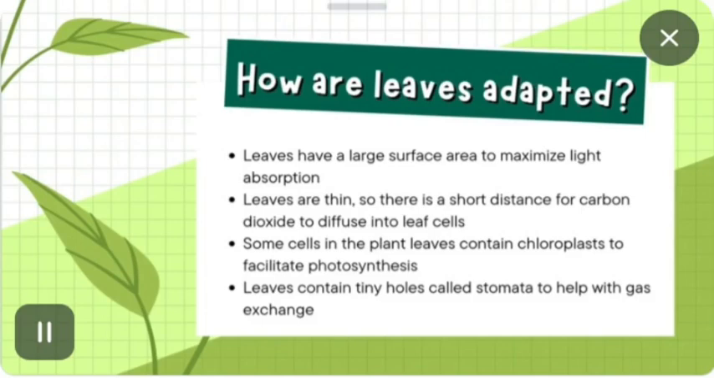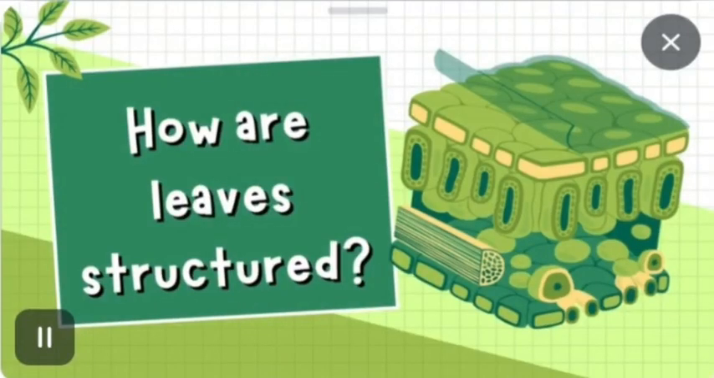How are leaves adapted? Leaves have a large surface area to maximize light absorption. Leaves are thin, so there is a short distance for carbon dioxide to diffuse into leaf cells. Some cells in the plant leaves contain chloroplast to facilitate photosynthesis. Leaves contain tiny holes called stomata to help with gas exchange. So the stomata are the main organs in the leaves which exchange the gas into the air and into the leaves. Now let us see how leaves are structured.